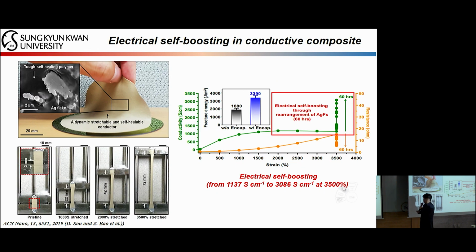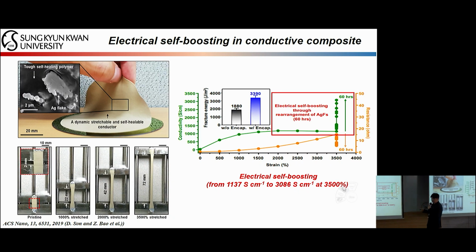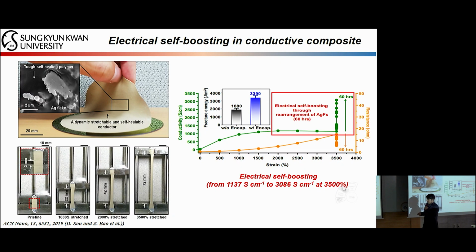I'm not going to tell you the details of the mechanism, but I can say that electrical self-boosting originated from the broken electrical percolated pathways in the composite, which can be spontaneously reconnected due to the low Tg of this polymer.